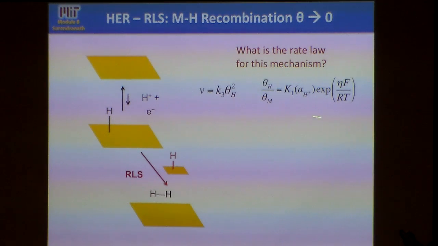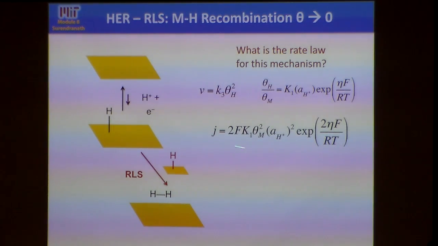I still have the same equilibrium expression that I had above for this step. And as a result of that, what I get is an expression that now has a second order dependence on that proton, and now not 1 plus beta, but just a value of 2. Because the potential is not influencing this step. There's no electron in this arrow.